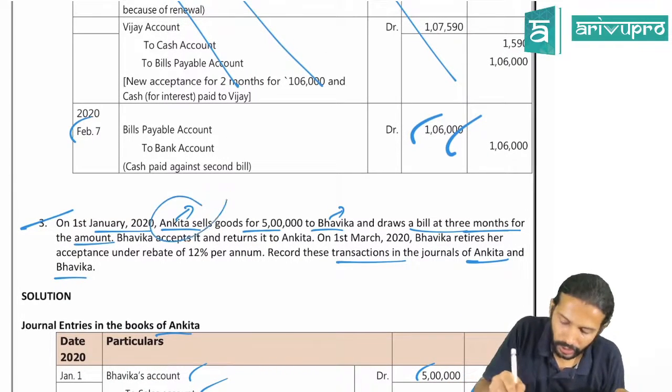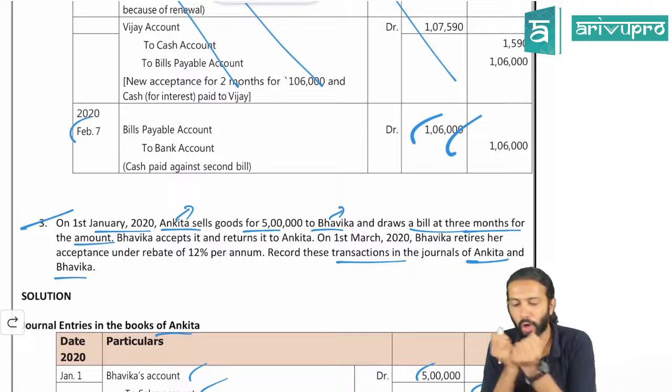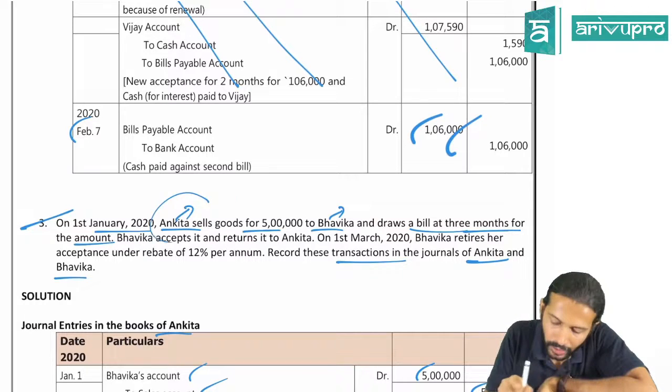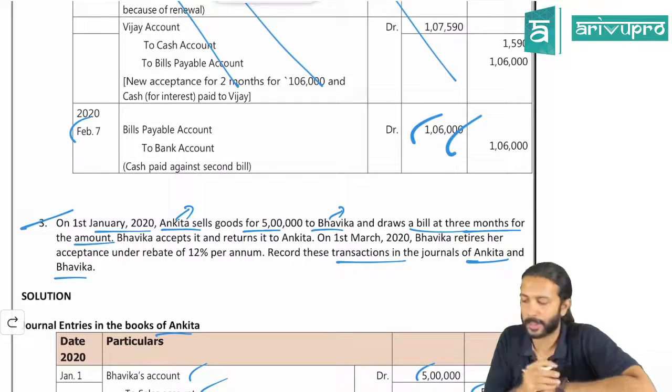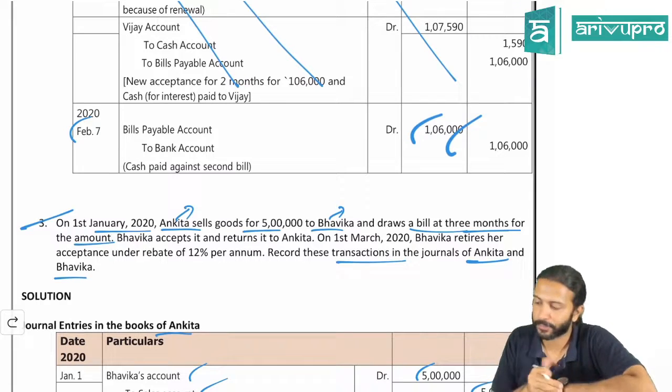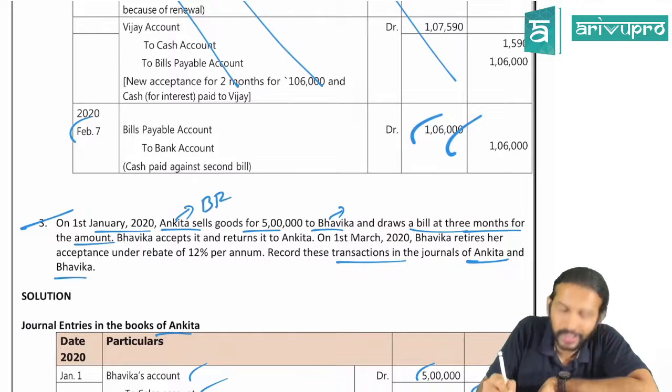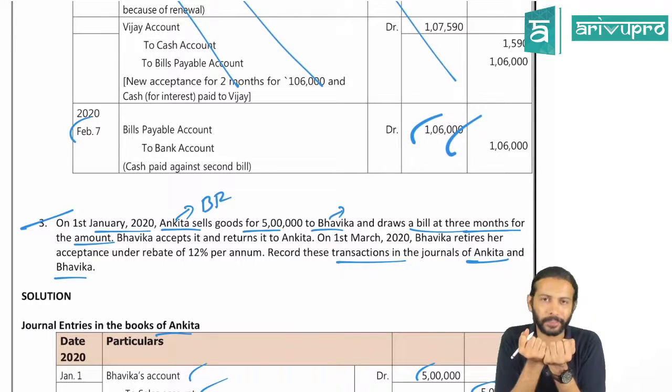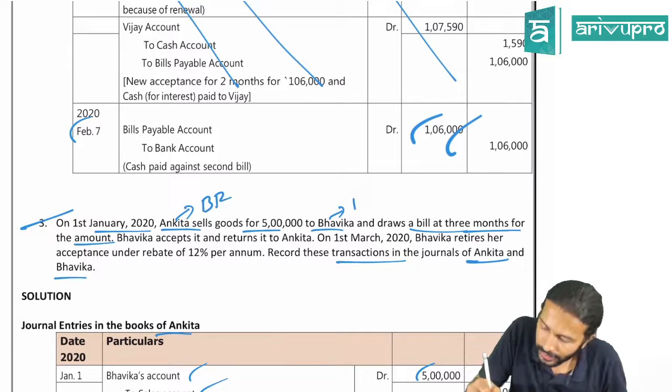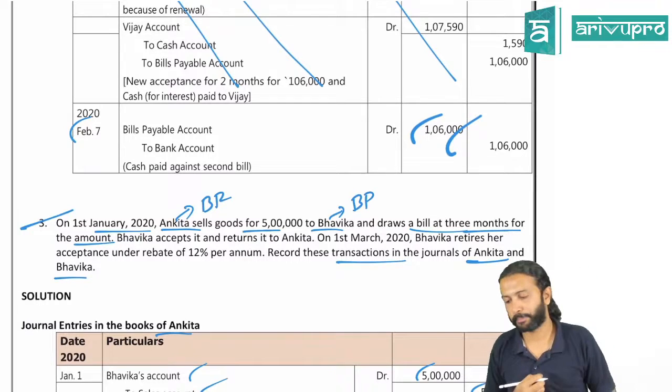Now you tell me, for Ankita, is it a bill receivable or bills payable? This is what you need to first identify. For Ankita, it is a bill receivable because she has to receive the money. Alright. For Bhavika, it will be bills payable.